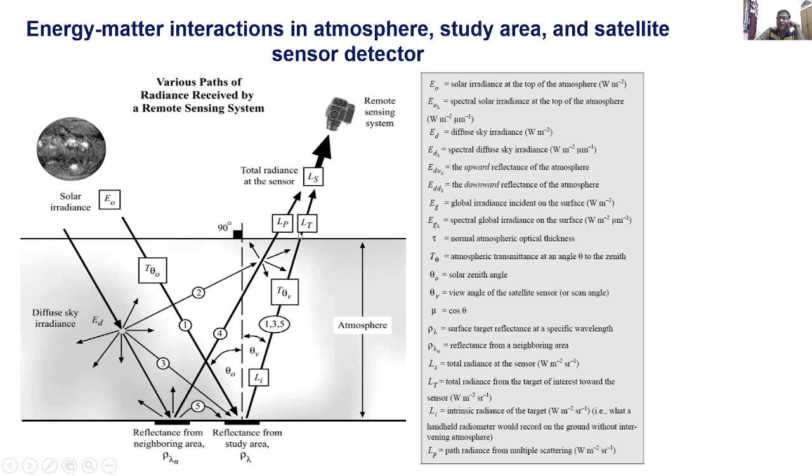It is primarily the summation of the total radiance from the target of interest towards the sensor plus the path radiance from multiple scattering based interactions. So I will just give a brief about it before proceeding with some more numericals.